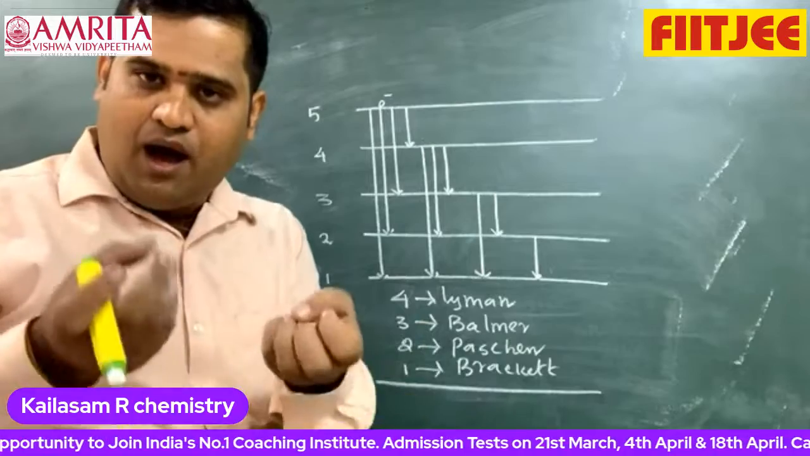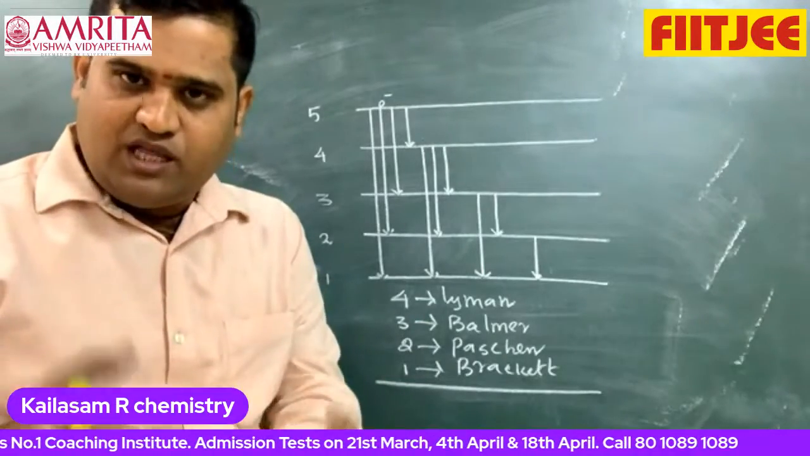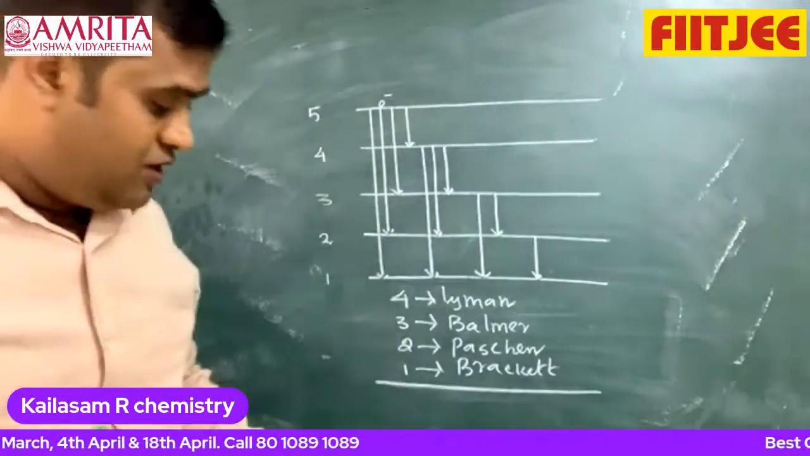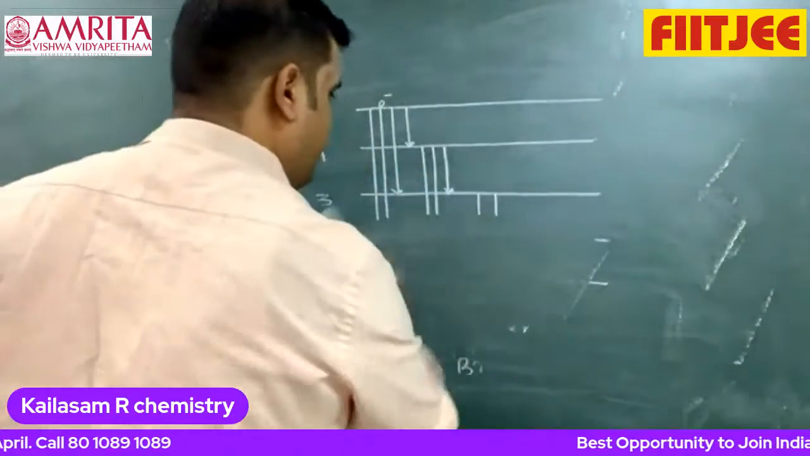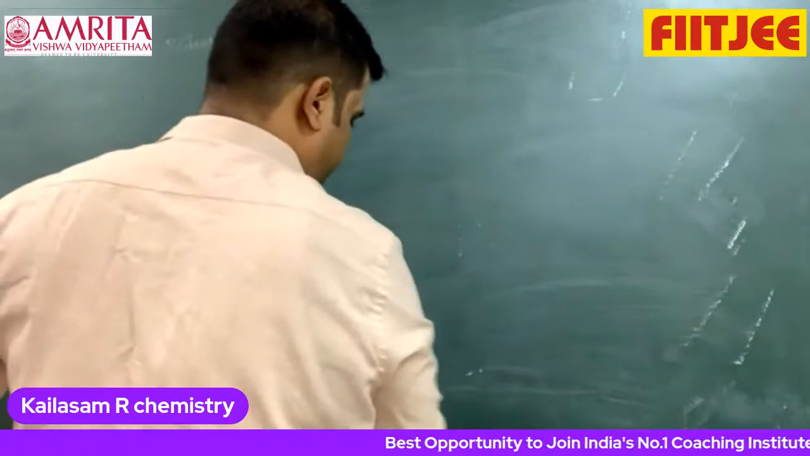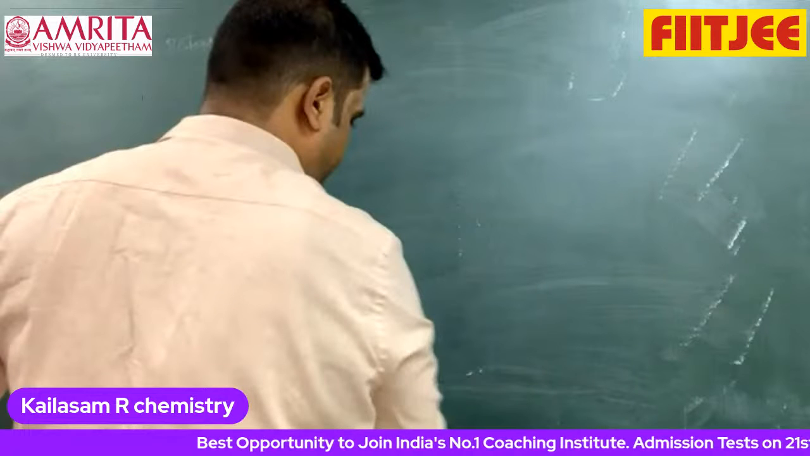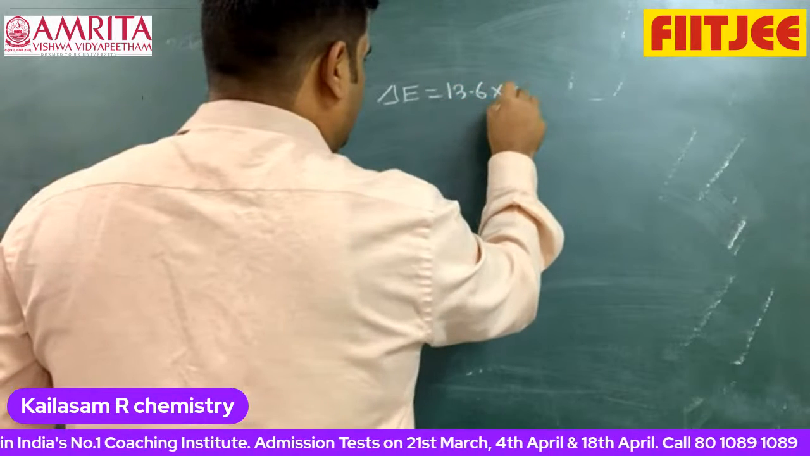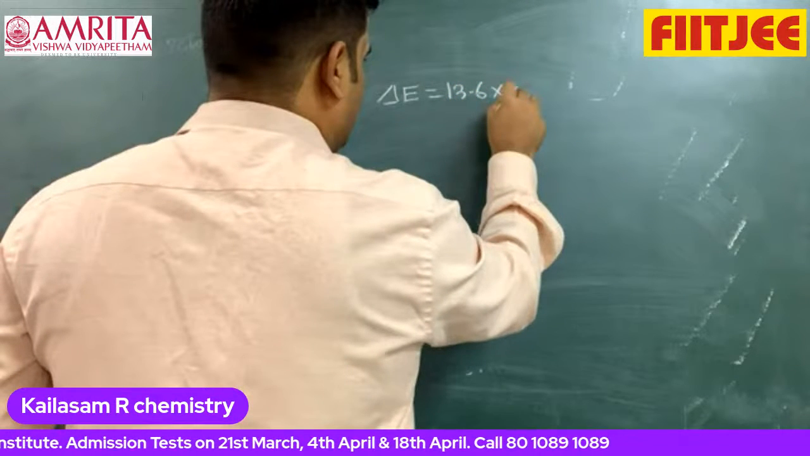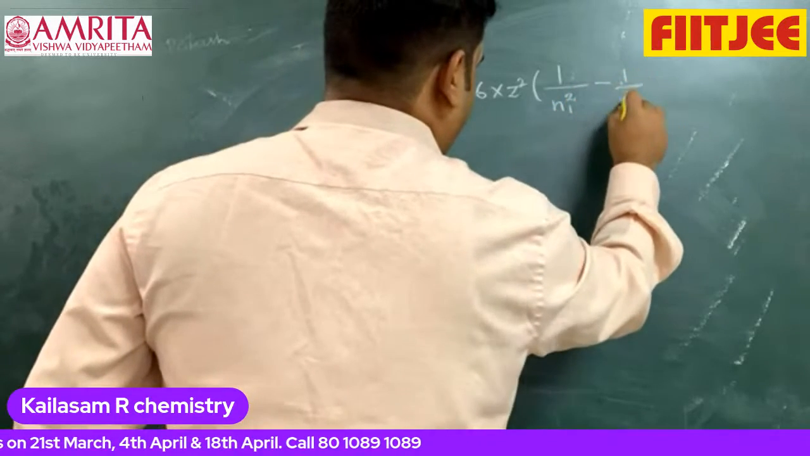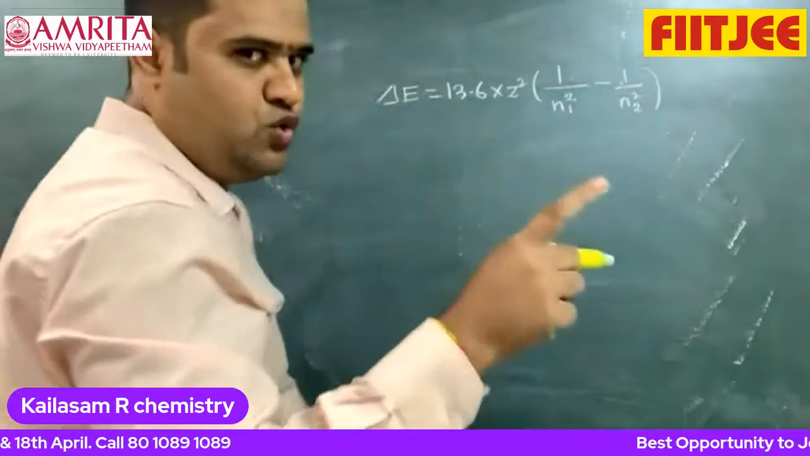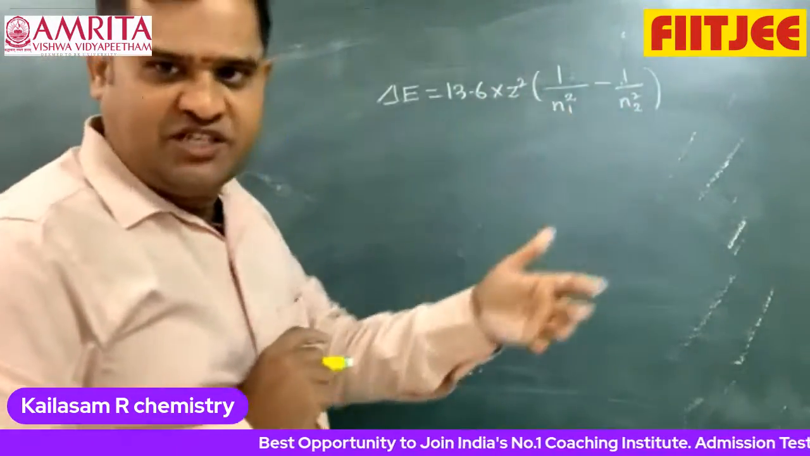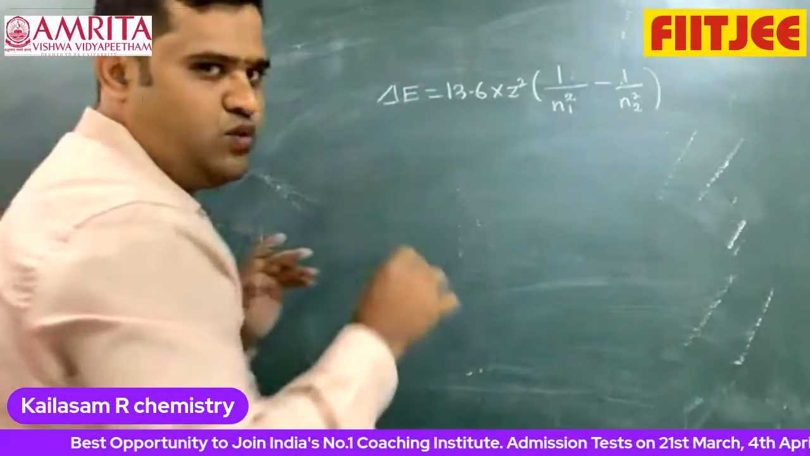Can you give me an example of how to find the wavelength of the first line of the Balmer series? Yes, we can find it using Bohr's equation. What is Bohr's equation? It is known as delta E equals 13.6 Z squared times (1 by n1 squared minus 1 by n2 squared). We can say n2 is always greater than n1. n2 is the final state and n1 is the initial state. Now delta E is hc by lambda.